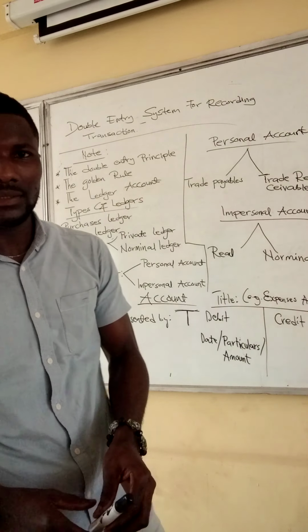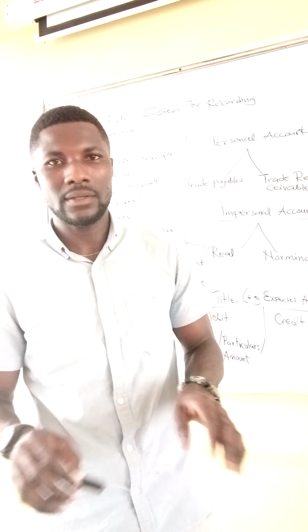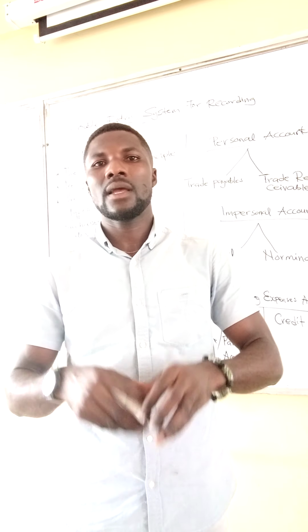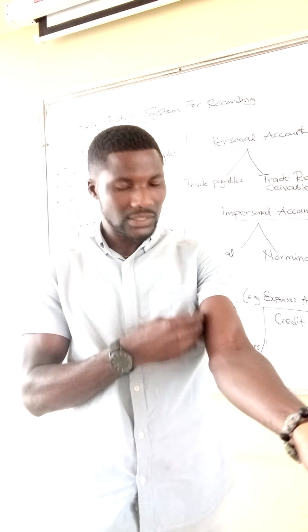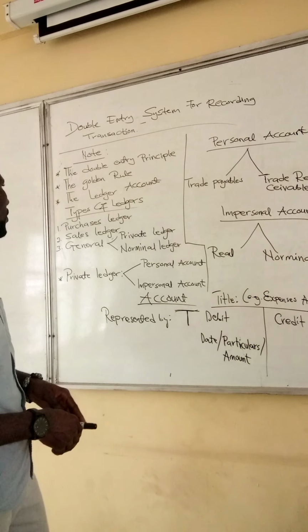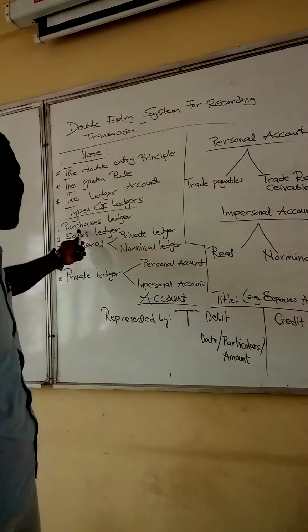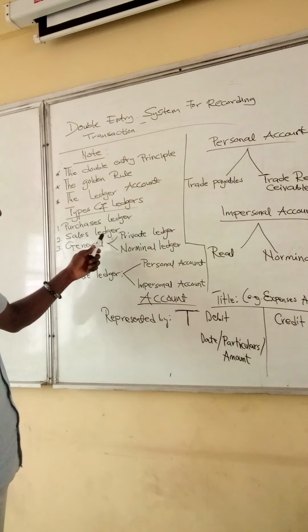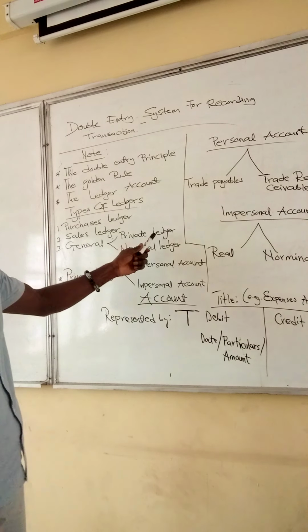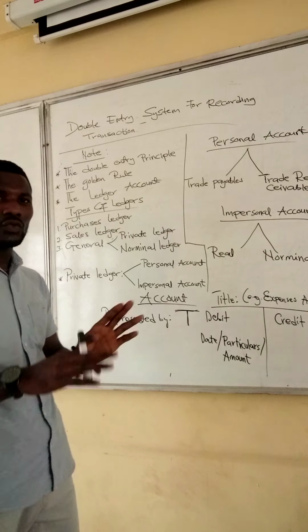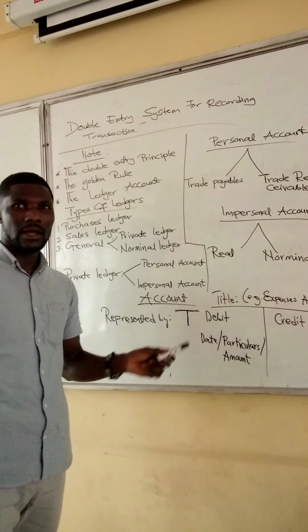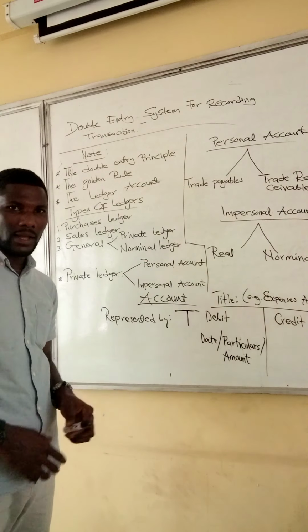Now, let's go on to talk about the ledger account. The ledger account, as I said, is the main account in preparing every transaction, and it is also an account where transactions are recorded permanently. We have three types of ledger accounts: the purchases ledger account, the sales ledger account, and the general ledger account. The general ledger account has two main types: the private ledger account and the nominal ledger account.